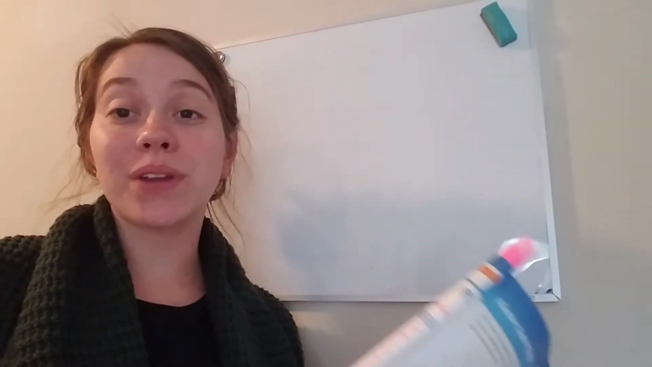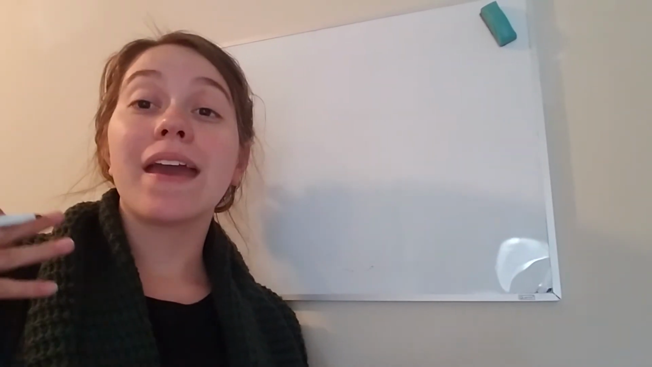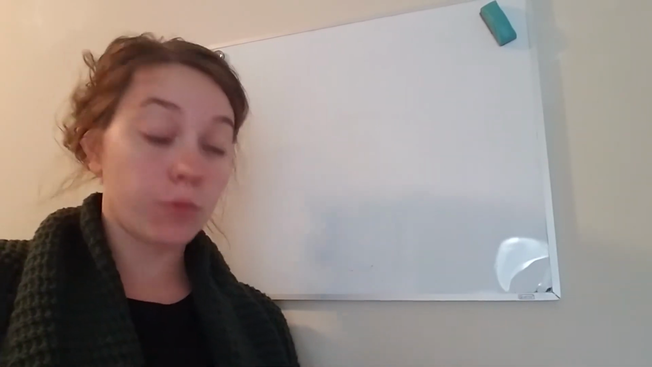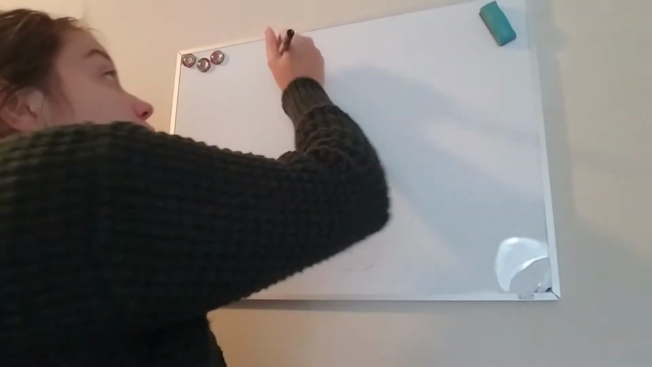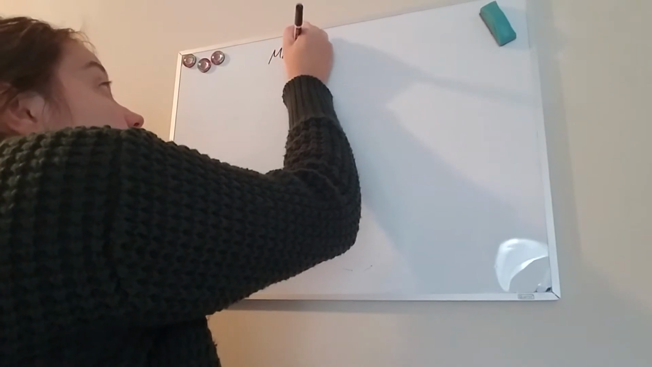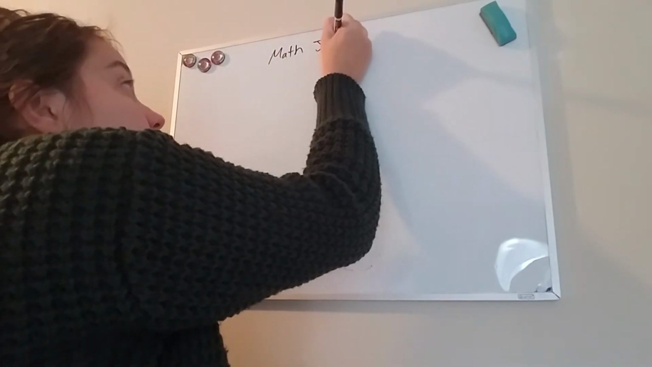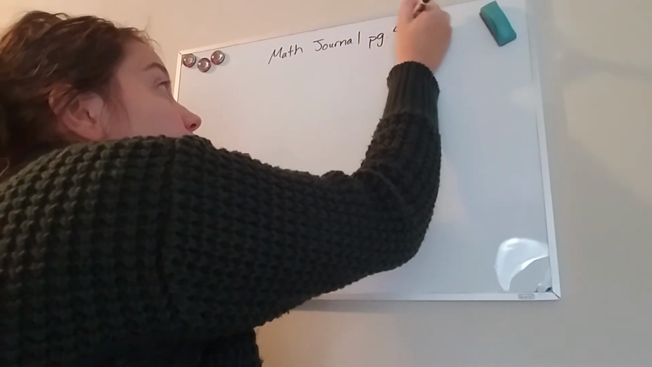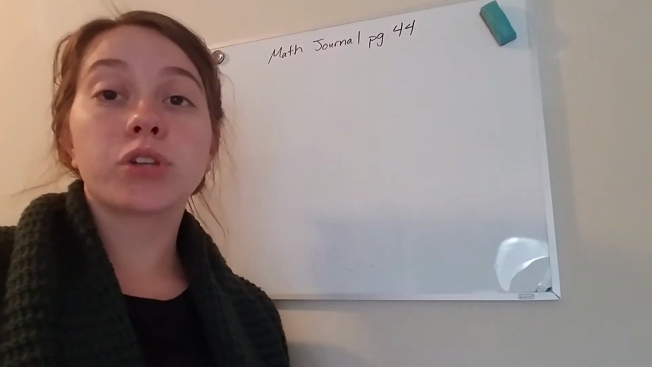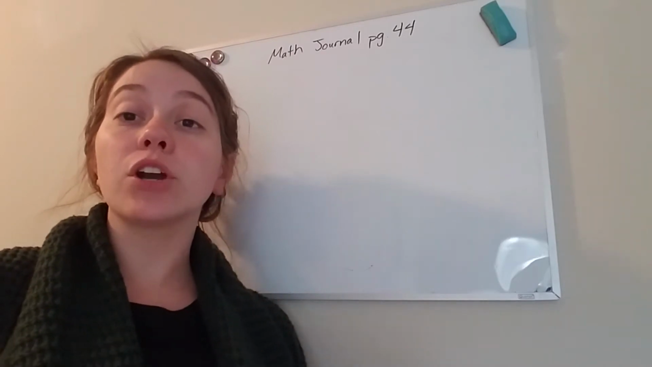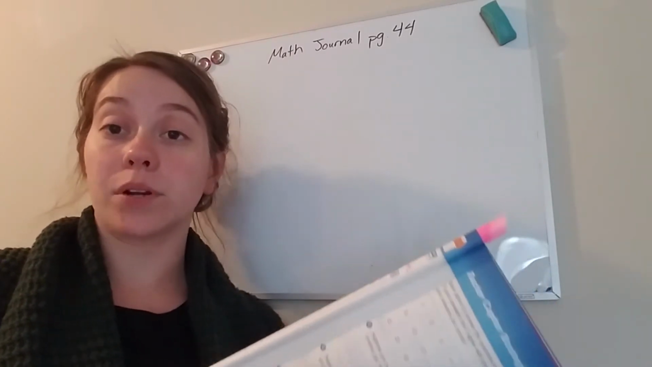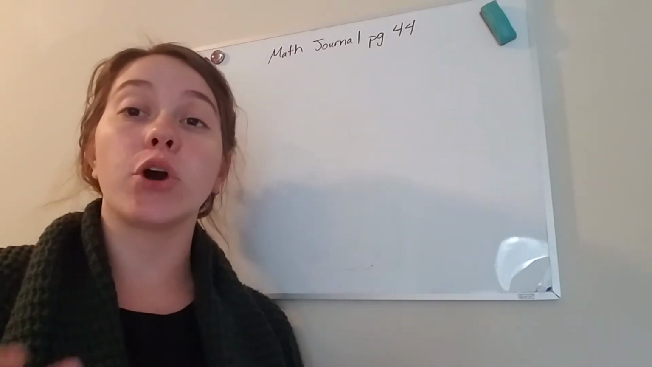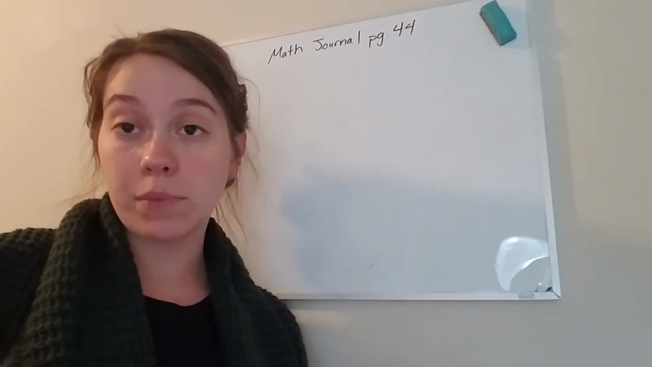Hi, so now we are moving on to math, and we are on lesson 2.5, and we are in the math journal, and we're on page 44. So, math journal, page 44, okay? We are looking at prime and composite numbers today. We kind of mentioned them the other day, but I know we haven't focused on them yet.